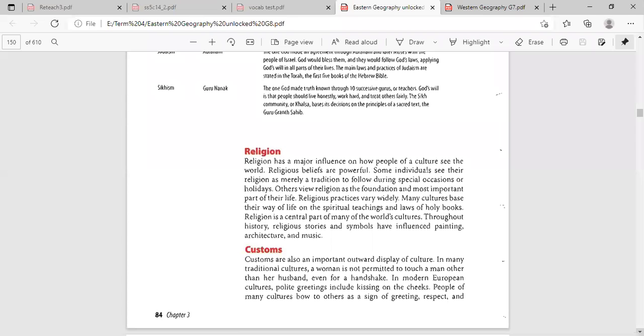How do people see religion? People see religion from 2 points of view. What are they? Nenu? Some people see it as merely a tradition to follow during special occasions or holidays, and some people make it a main point of their life. Yes, thank you, Nenu. That's what I want.